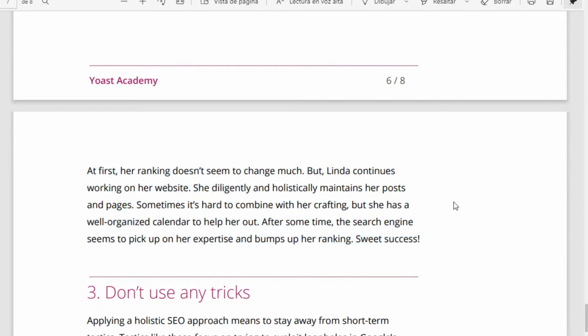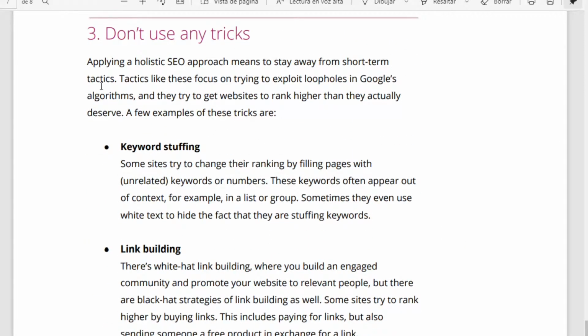At first, her ranking doesn't seem to change much. But Linda continues working on her website. She diligently and holistically maintains her posts and pages. Sometimes it's hard to combine with her crafting, but she has a well-organized calendar to help her out. After some time, the search engine seems to pick up on her expertise and bumps up her ranking. Sweet success.